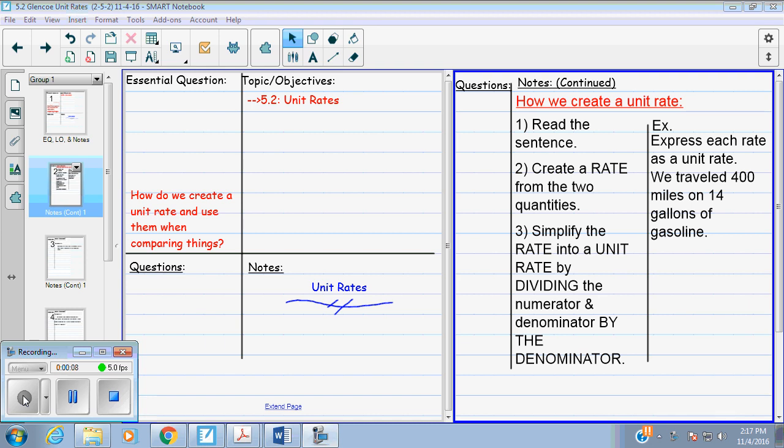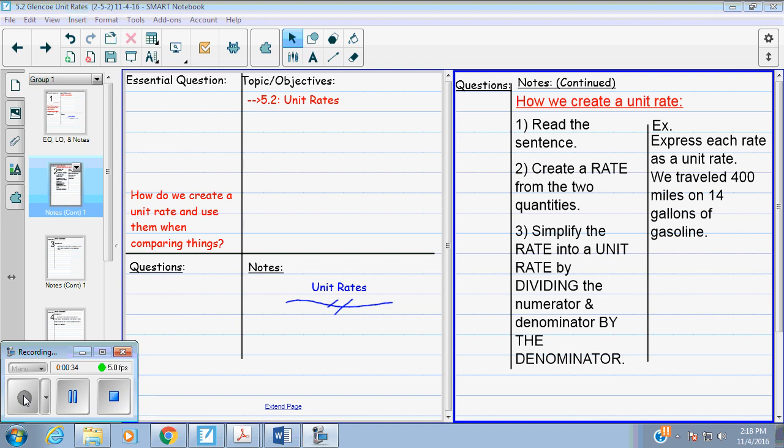So as you can see, today's lesson will be about unit rates. Our goal is to learn how to create a unit rate and use them when comparing things. Now if these vocab words like unit rate are not making sense, please try to copy down the chapter 5 vocab ahead of time, because then you can reference that as you are confused throughout this lesson. I'm going to ask that you pause here to copy the two screens down.